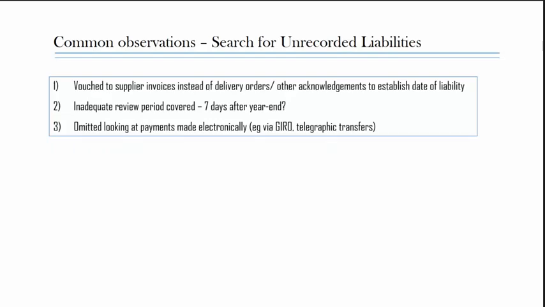Now we are looking at the common observations for the search for unrecorded liabilities. Firstly, auditors vouch to the supplier invoices instead of the delivery orders or other acknowledgements to establish the date of liability. We actually want to look at when the goods have been delivered to our warehouse, because that will tell us when the purchase should be recognized and when our liability starts.